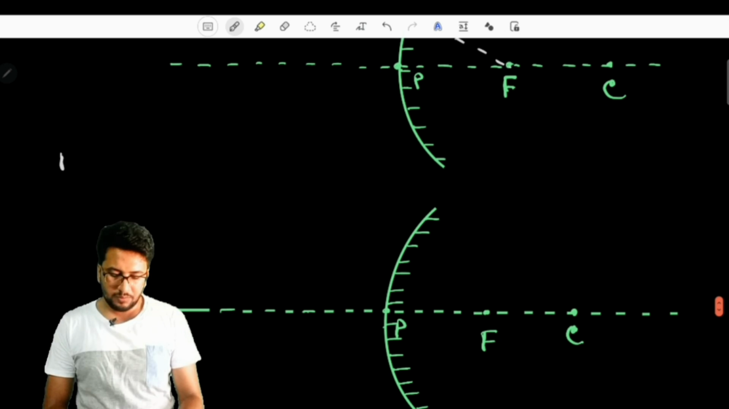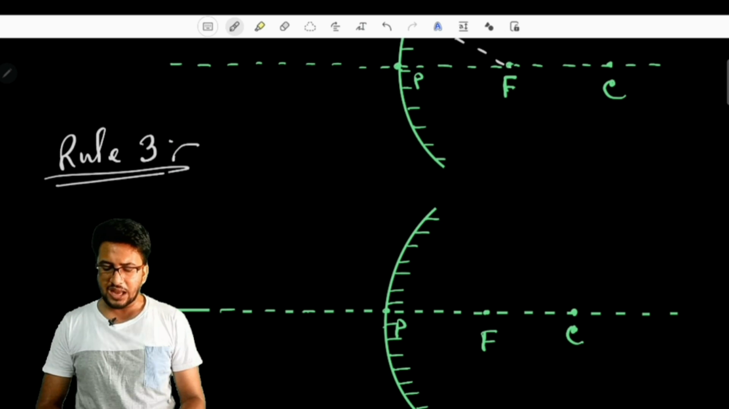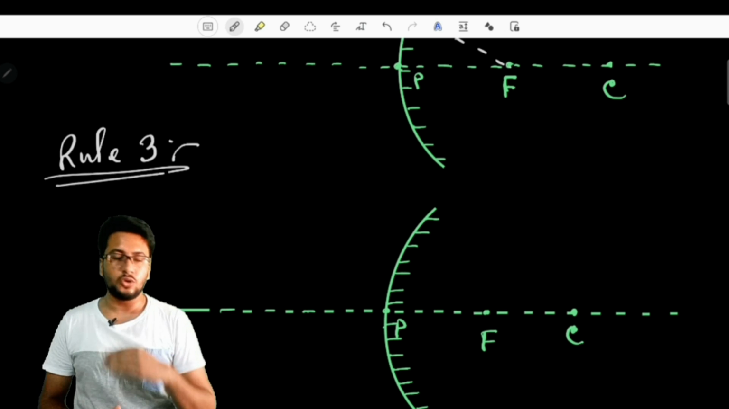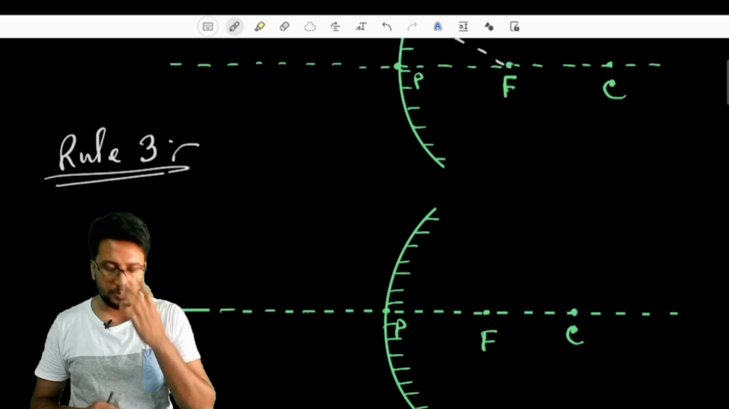And for rule number 3, let's see if the light, instead of approaching towards the focus, is trying to approach toward the center of the mirror, then what will happen?